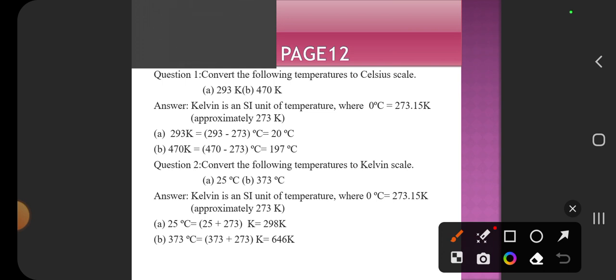Question 2. Convert the following temperature to Kelvin scale. So friends, as I told you, we repeat the same procedure over here. We add 273 to the 25 degrees, so we get 298 Kelvin.